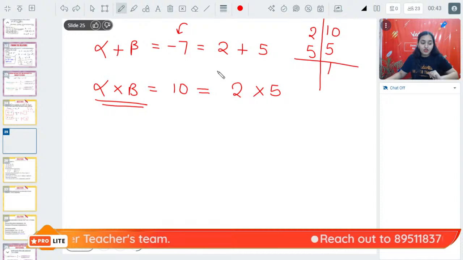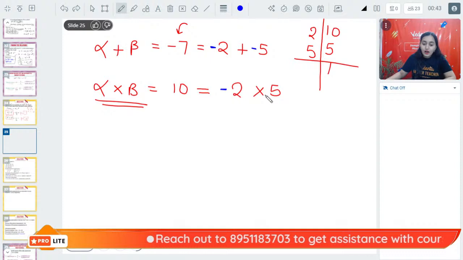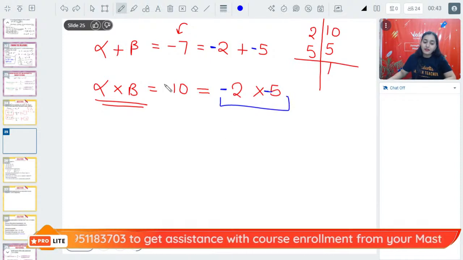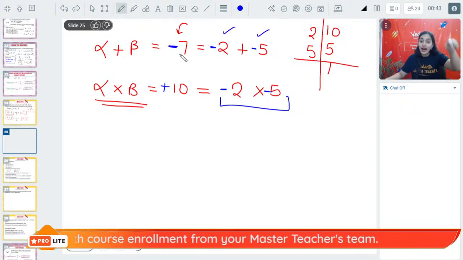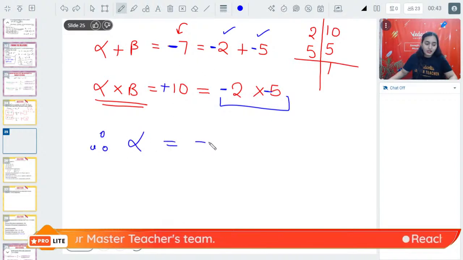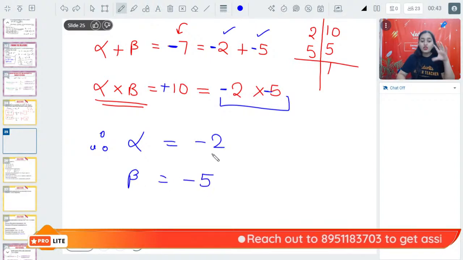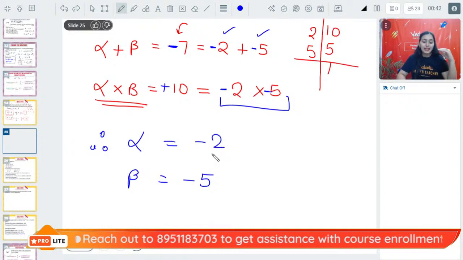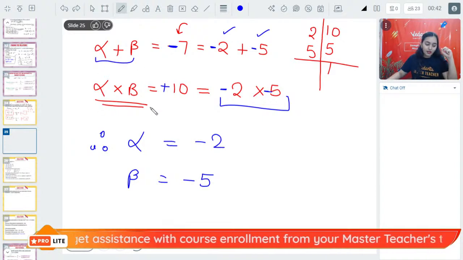Then what do we have to change over here? We have to change the sign of the zeros. Now what if I keep minus 2 and minus 5? What is minus 2 into minus 5? Plus 10. What is minus 2 plus minus 5? Minus 7. Now I am getting the proper answers here. Therefore, alpha is equal to minus 2 and beta is equal to minus 5. Okay. So first we found the zeros of the polynomial, and then we found the sum of zeros and product of zeros.